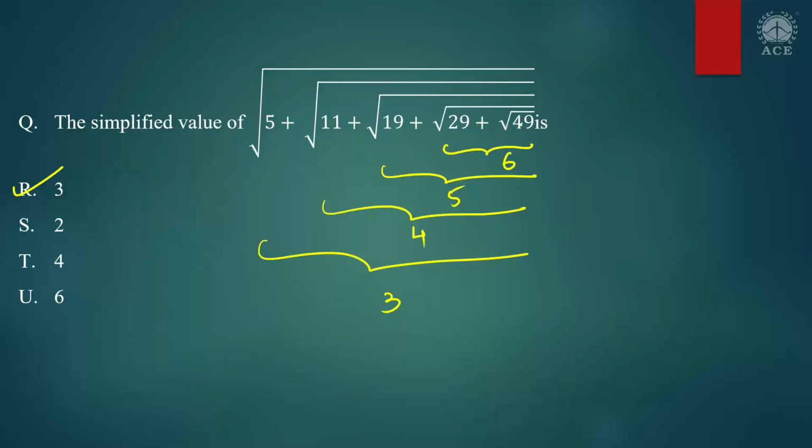Root 49 is 7, then we have to solve 7 plus 20. See this question: 7, 6, 5, 4, 3, and then you are getting 3. Initially root 49 is 7, then 6, then 5, then 4, then 3.